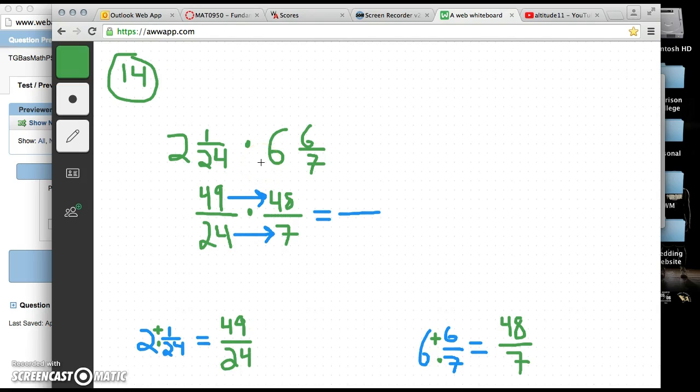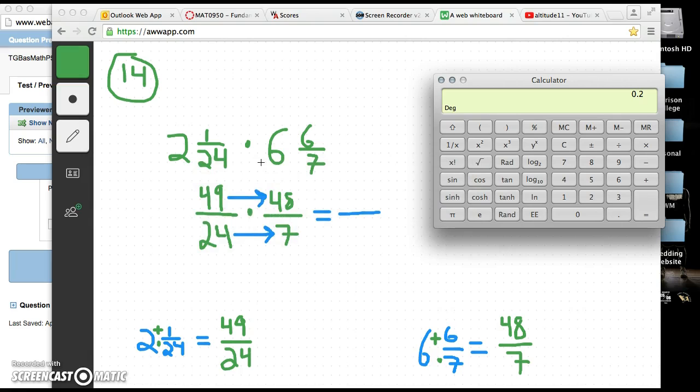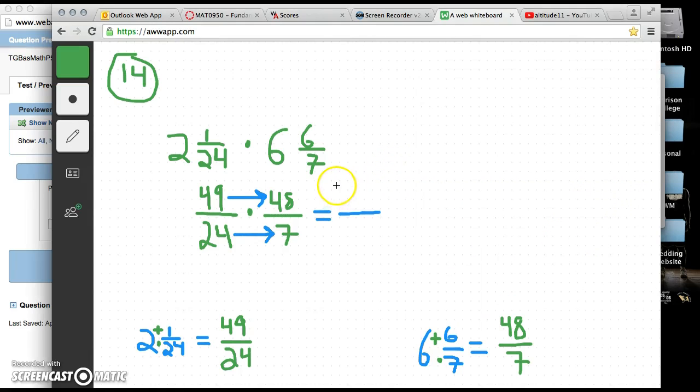So let's get out our calculator and see what we get when we multiply. Starting with our numerators first. We have 49 times 48. So whatever we get here when we multiply 49 times 48, that is going to be the numerator of our answer. So 2,352.